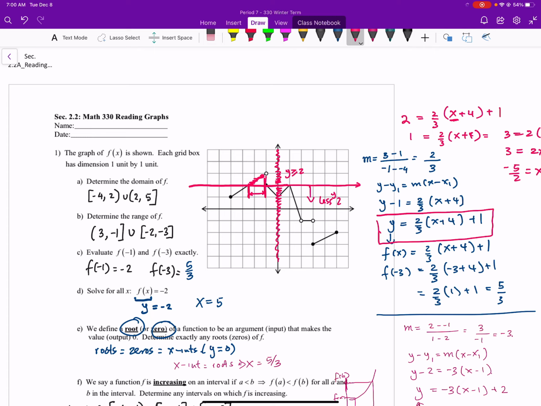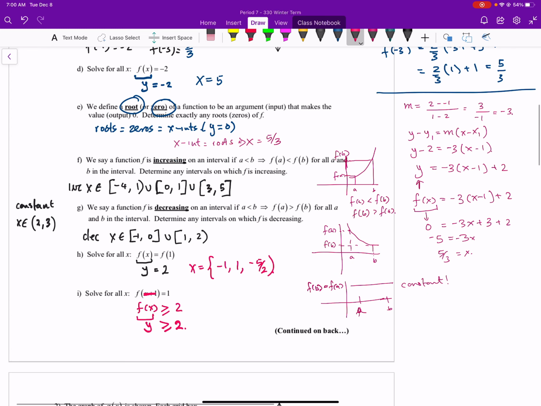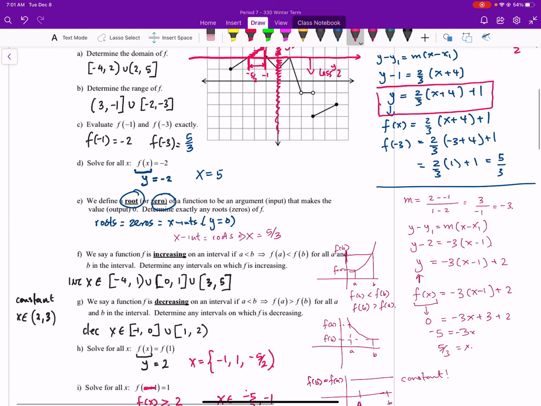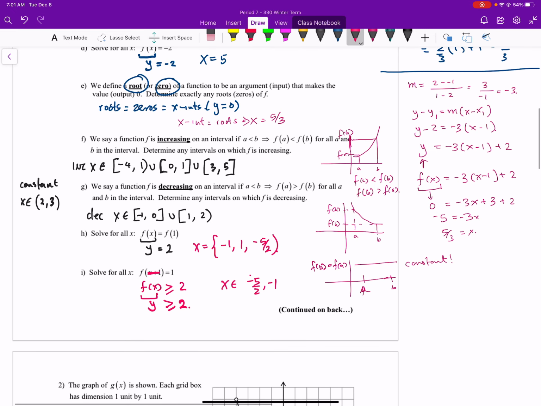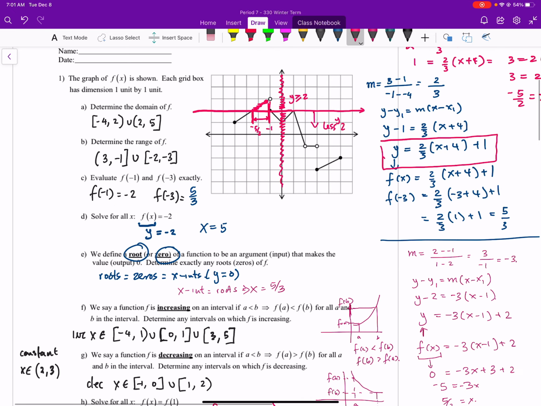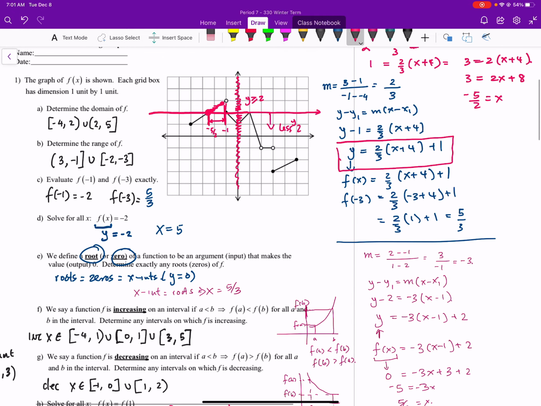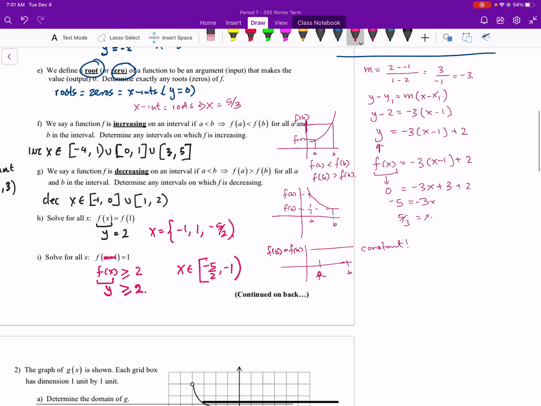So we already solved for this. This is negative 5 over 2. That is negative 1. So the solution to this is x belongs to negative 5 over 2 and negative 1. Well, since we are dealing with greater than or equal to, the graph really starts from here, negative 5 over 2. So I'm going to use a square bracket. And then it ends at negative 1, which is an open circle. So I have to end it with a what? With an open circle. Okay.